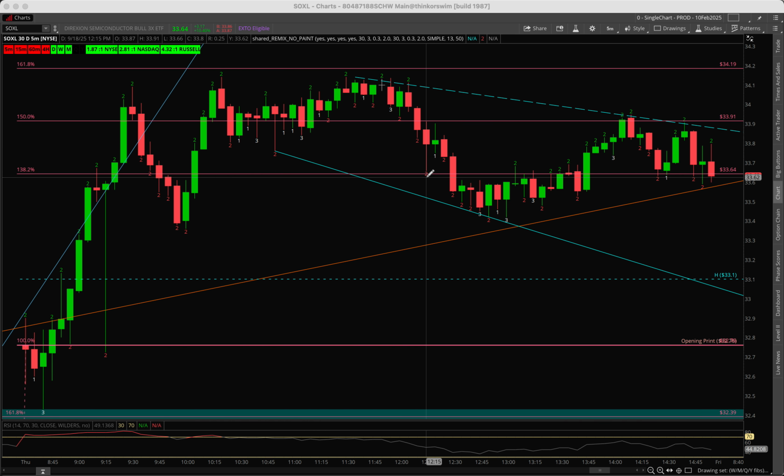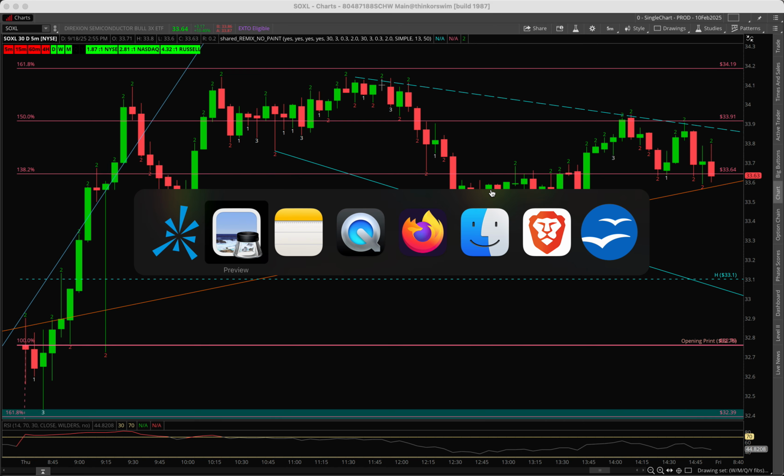But we do want to have these markers out here, again, the broadening formation and then the higher low line that did reject the price action at the end of the day as well. So that's what we've got from the intraday price action.